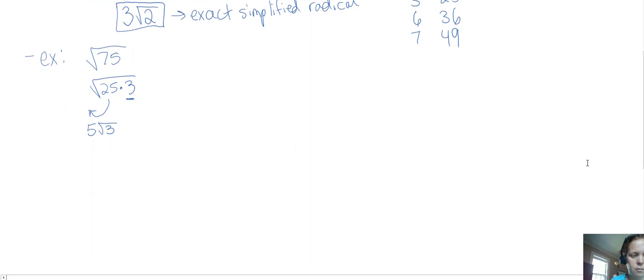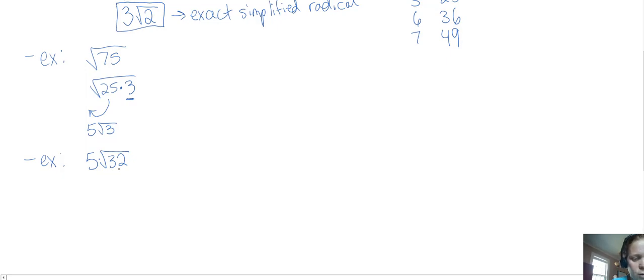Okay, how about this one? How about 5 square root 32? So this I want to simplify. This one's a little different. I already have a number out front. And just like typically if I have a number and then something next to it, no symbol, that means multiply. So really this means 5 times square root of 32.